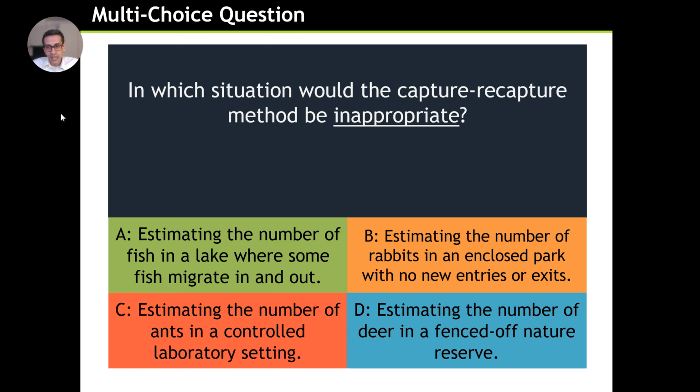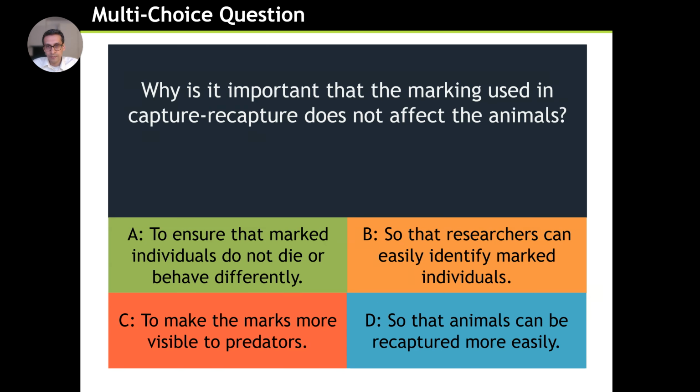So you probably spotted A is going to be the one that is a bit inappropriate, because if fish migrate in and out, then it's not a stable population. Pause the video with this one. So you can imagine in this case, you don't want their behavior to change of animals. Sometimes if you were to mark them in a specific way, the other animals might react to that, or the animal itself might behave differently. So this is going to be A.